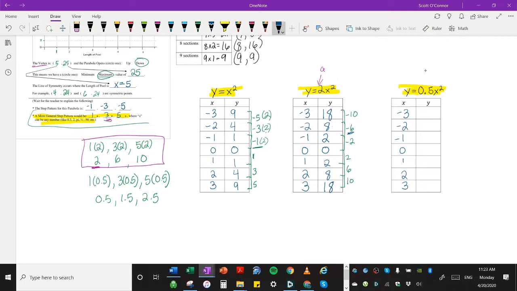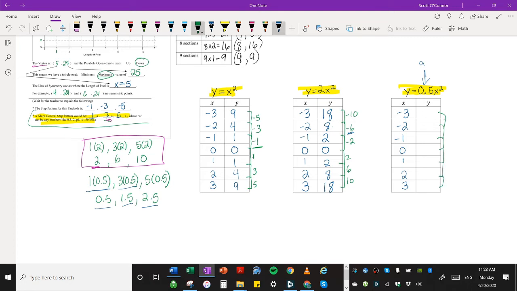What about if the value of a is 0.5? Again, you're going to take the basic step pattern 1, 3, 5, and you're going to multiply each of them by 0.5 to find the new pattern. So if I do 1 times 0.5, I get 0.5. 3 times 0.5, I get 1.5. 5 times 0.5, and I get 2.5. Now I can come back over here, starting from my vertex, and I can draw in these here to show the first differences.